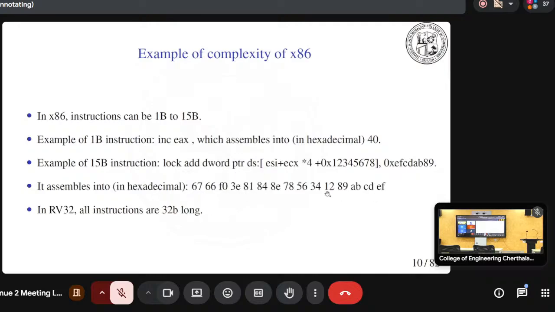But here comes the main advantage of RISC-V. All the instructions are 32 bits. Whatever the instruction, it is all 32 bits. Okay, so it is much easier to define the hardware.